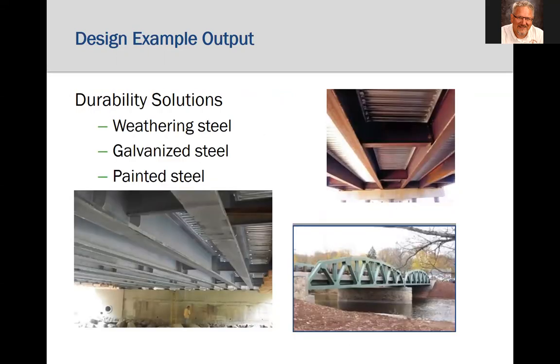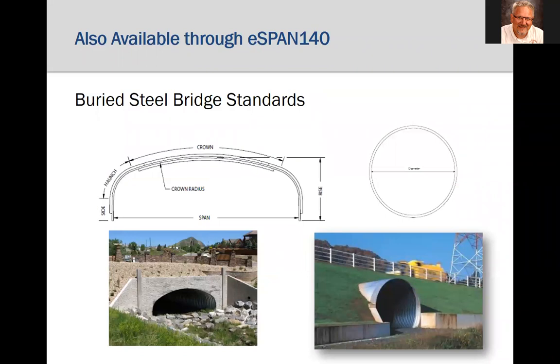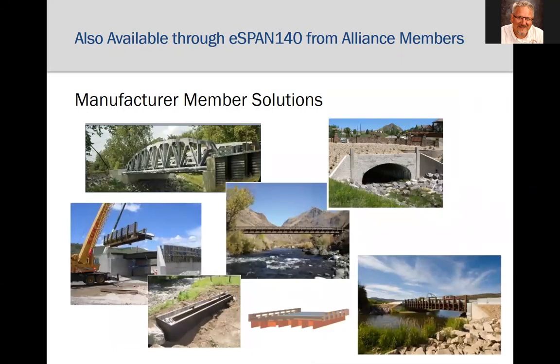The solutions book also presents information on durability solutions to protect against corrosion that we will discuss in detail in Lecture 4. Although not discussed in this lecture, eSpan 140 can also offer corrugated steel pipe and structural plate solutions. We will see case studies of those in Lectures 5 and 6. The Alliance also provides what are called manufacturer solutions. These are bridges produced by Alliance members that they design, fabricate, and deliver to your bridge site. We will also look at these in Lectures 5 and 6.